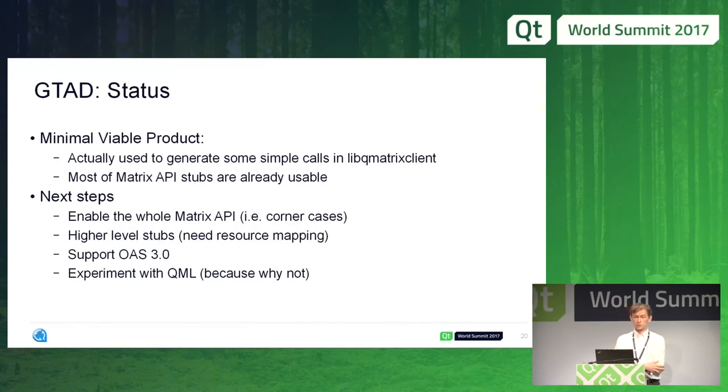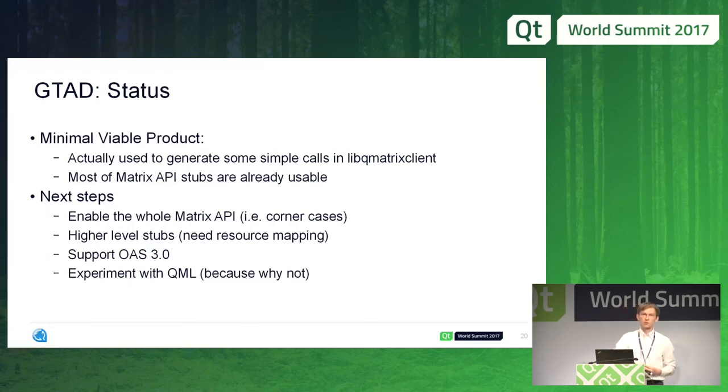The current status is that the minimum viable product is already there. I'm actually using it to generate some simple calls in libqmatrixclient already, and most of these stubs are already usable, so it's just a matter of providing additional glue to actually engage them in the working code.